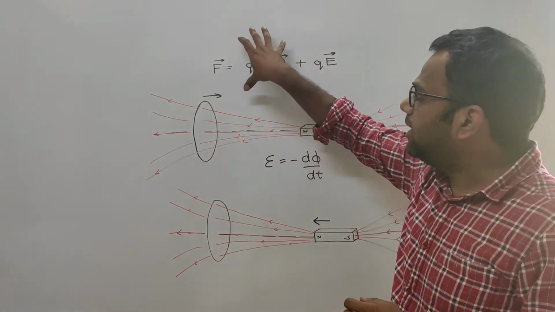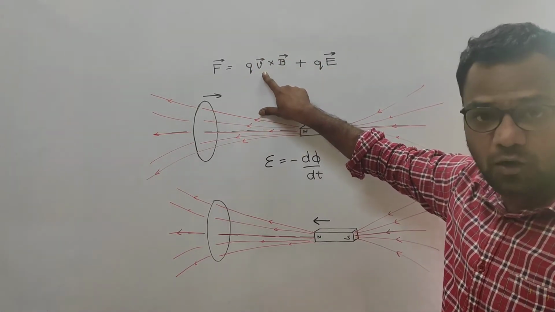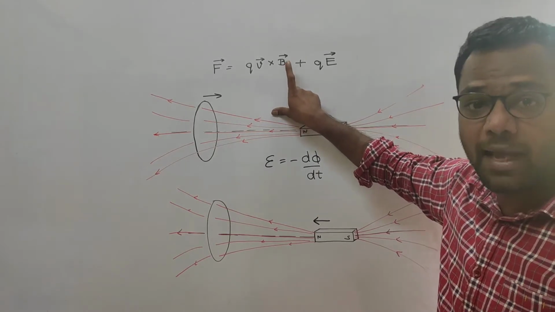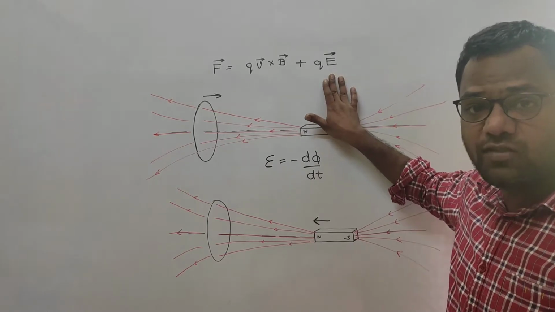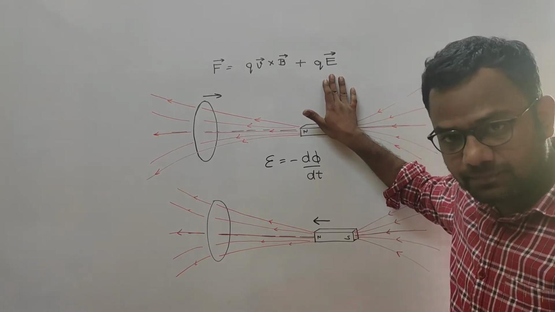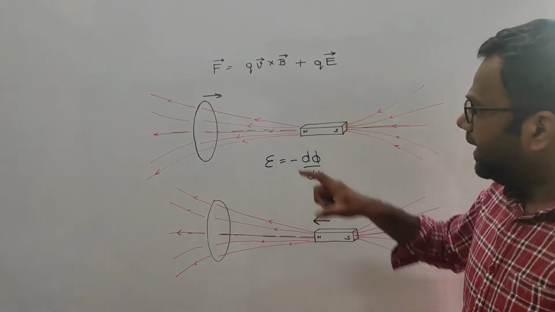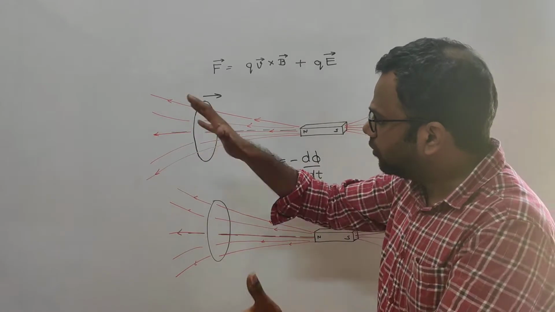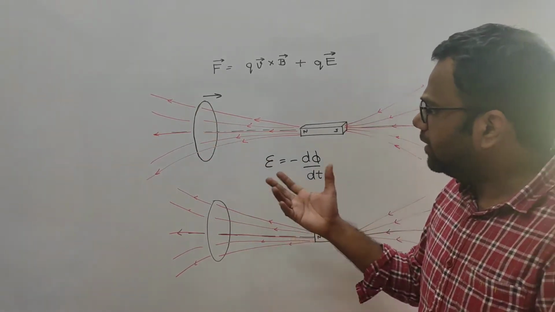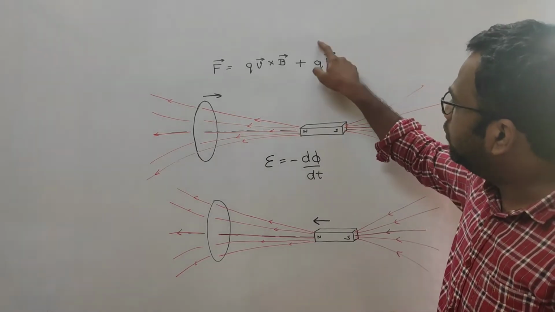So the force will act on the positive charge either if the charge is moving with some velocity in the presence of external magnetic field, or if the charge is in presence of some external electric field. Very good. Now come back to the first situation. In this situation, there is magnetic field linked with the coil, and obviously there is no electric field. So this term will go away.